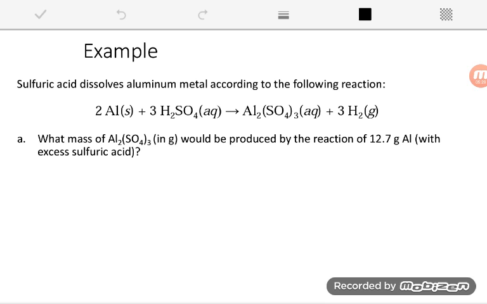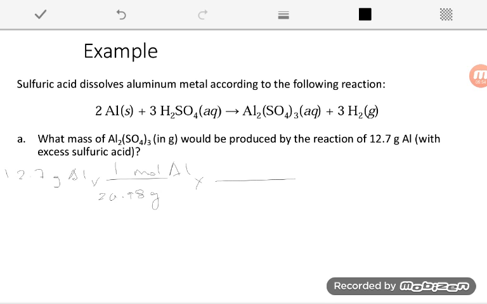Okay, so we're going to start with my 12.7 grams of aluminum. I said the first step was to go from grams to moles, so I'll get rid of my grams, turn this into moles of aluminum. So I'm just going to look on the periodic table to get that molar mass, and 1 mole is equal to 26.98 grams. So I've gone grams to moles.